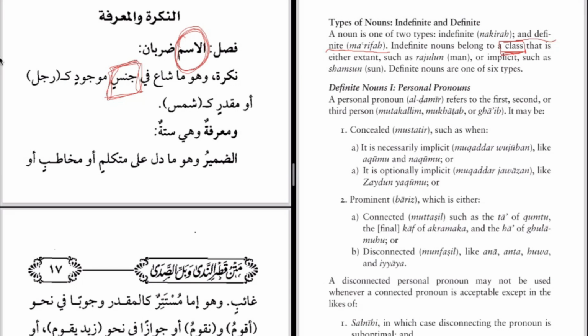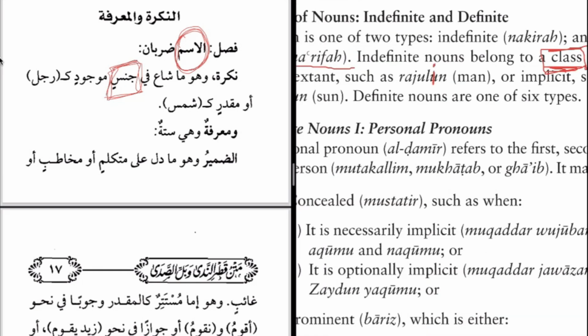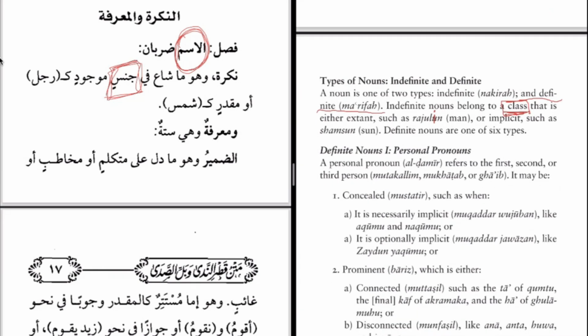Now, how is it ka rajulin? Ka rajulin with a kasra. Ka rajulin. أو مقدر كشمس. There's no reason to say كرجل like they translated it there. But that's a result of avoiding the Arabic words and transliterating or transcribing them instead. So it should be such as rajulin, man. Al muqaddar, it says, or implicit. Maybe implicit works here. Kashamsin, such as shamsin. Kashamsin, such as shams.